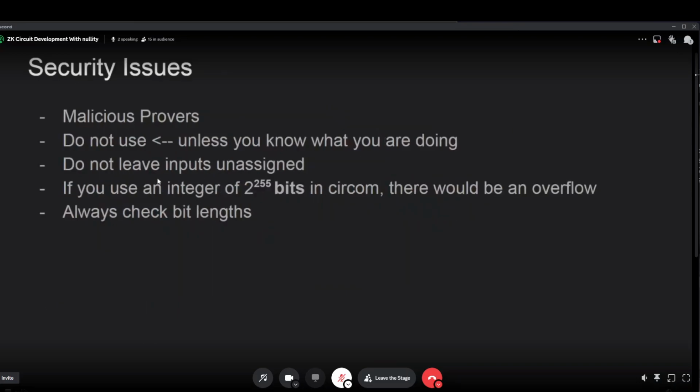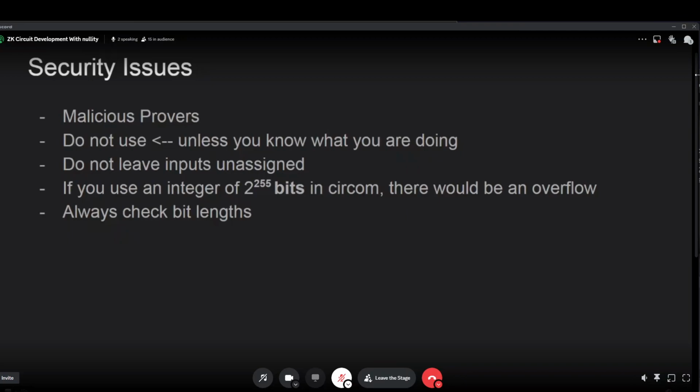Yeah, that is about Circom. And yeah, so there are a few security issues, such as there are going to be malicious provers. So you've got to write sound code or proper code, and do not use the single assignment operator, the single arrow, unless you know what you're doing.